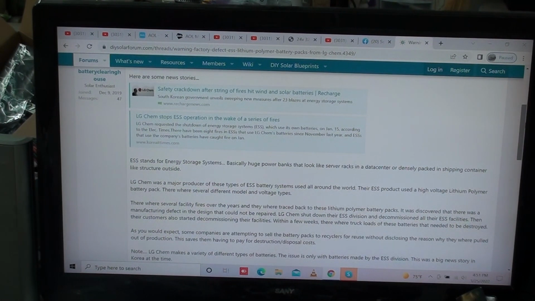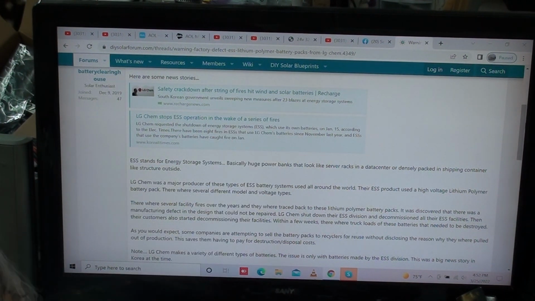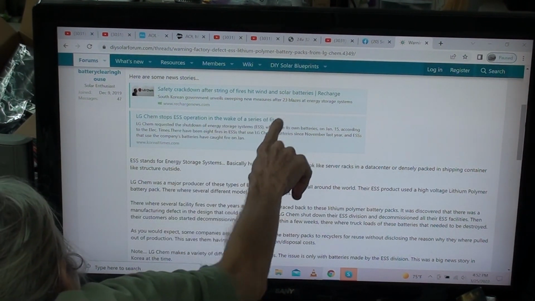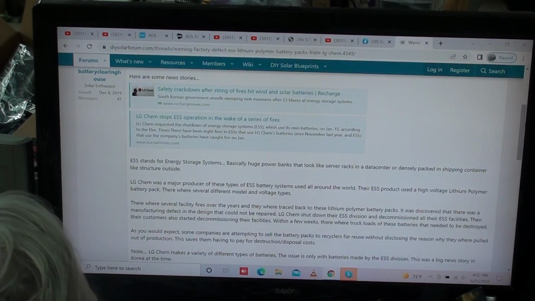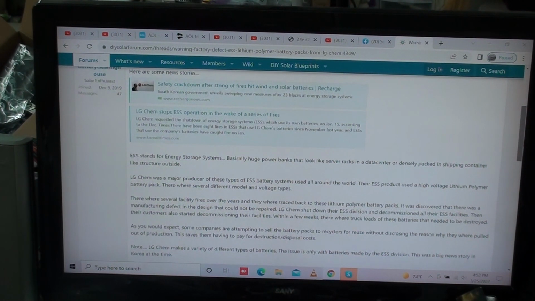Well, I guess there are these two stories. Korea IT Times: LG Chem stops ESS operation in the wake of a series of fires. And Recharge News: South Korean government unveils sweeping new measures after 23 blazes at storage systems. And, well, I can read the gist of it.